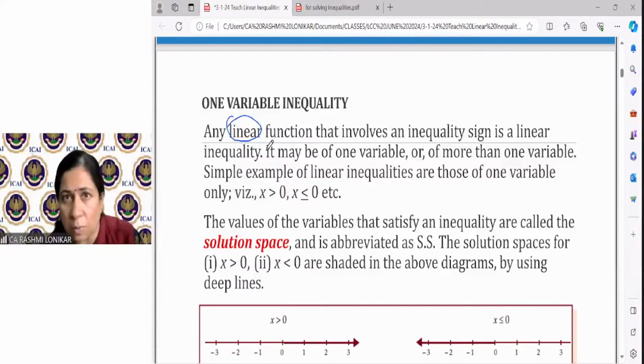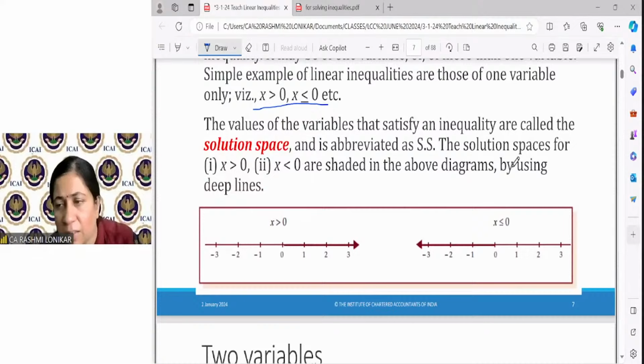Linear means just x or y. It's not x square, x cube, we are not talking about those. We are just talking about x and y. You may have z also, but let us not complicate. Let us stick to what is there in our syllabus. So, x is greater than 0, x is less than or equal to 0, etc. The values of the variables that satisfy an inequality are called the solution space. All the values that satisfy it are called a solution space and it is abbreviated as SS.